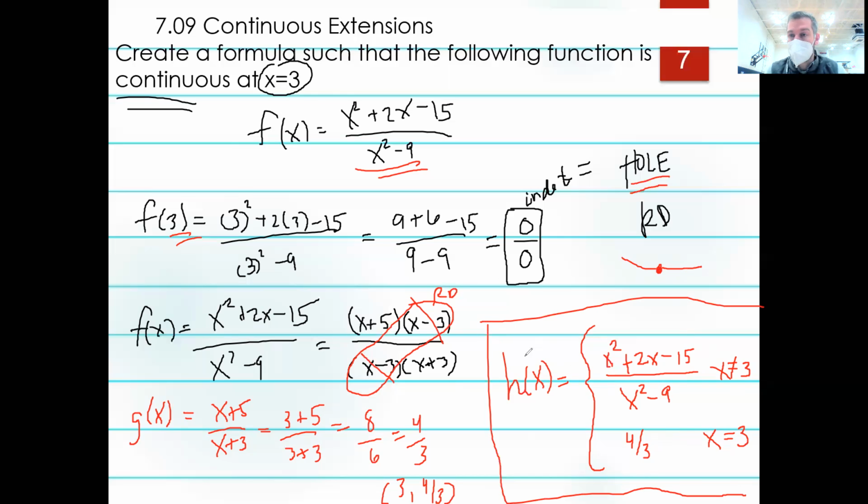Okay, so this is our formula. This is our brand new function. Notice how it's a piecewise function consisting, once again, of the original function plus the location of the hole to define it at that point. This is another example of a continuous extension. This is how I would patch a hole. This is now your opportunity to go and try some of these on your own.